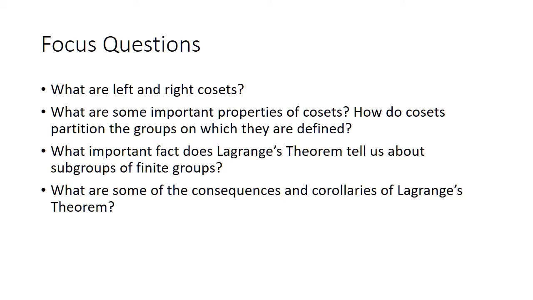Okay, so here are our focus questions for this investigation. What are left and right cosets? What are some important properties of cosets? How do cosets partition the groups on which they are defined? What important fact does Lagrange's theorem tell us about subgroups of finite groups? And finally, what are some consequences and corollaries of Lagrange's theorem?